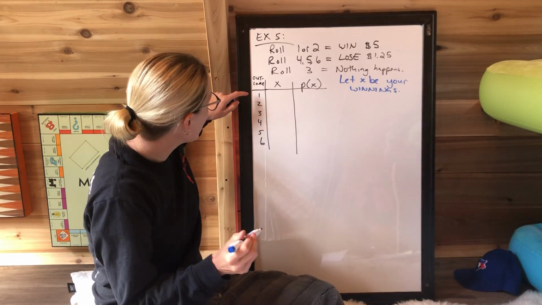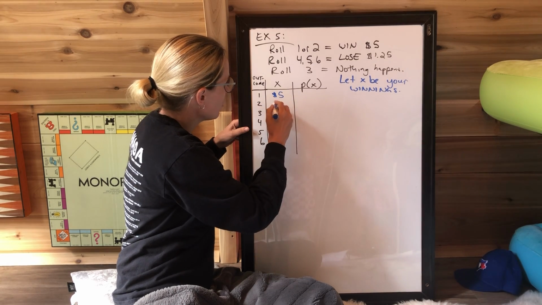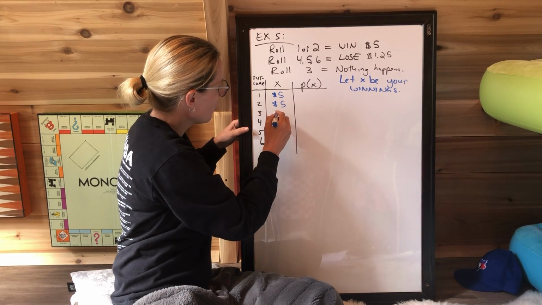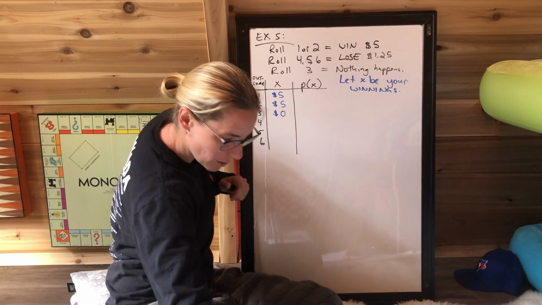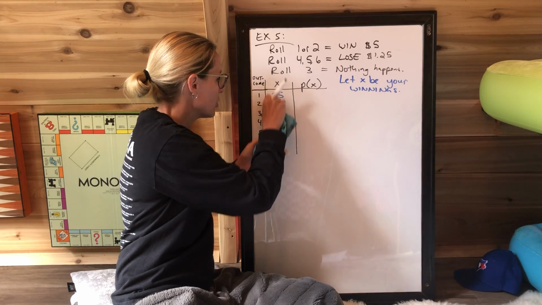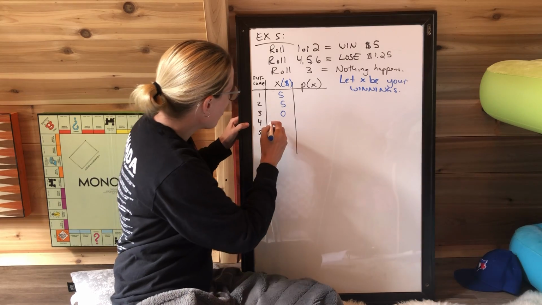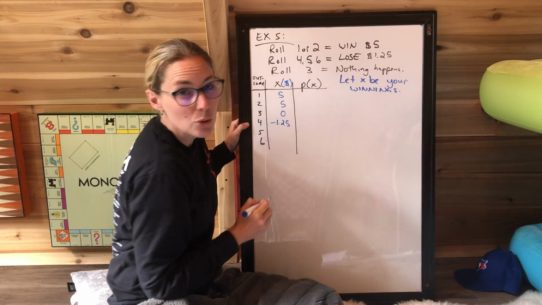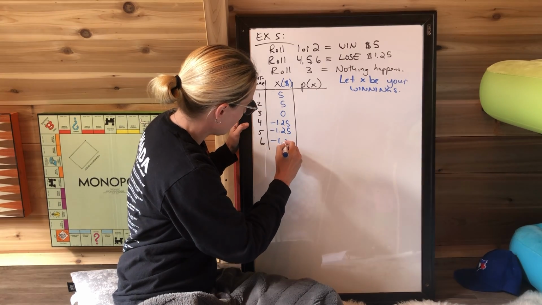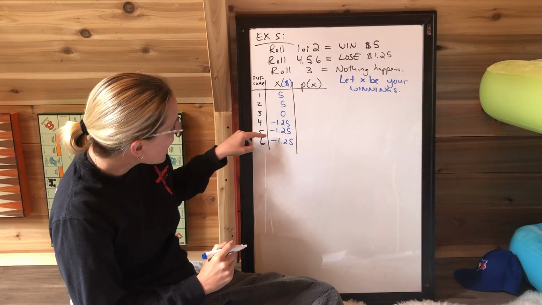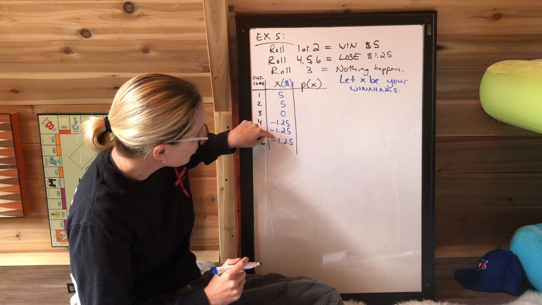So if you roll a 1, x is your winnings, you win $5. If you roll a 2, you win $5. If you roll a 3, you break even, nothing happens. If you roll a 4, you know what, to be fair, you really shouldn't have units in the column. If you roll a 4, you actually lose $1.25. If you roll a 5, you actually lose $1.25. And if you roll a 6, same thing. So we put a negative here because this is obviously positive winnings. That's you making money. This is you losing money.